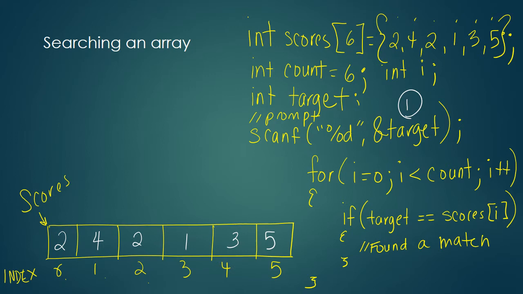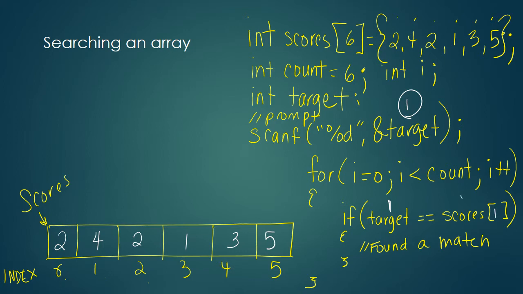So in this case, if our target is a 1, what we would do is we would start at 0 and we would compare. If 1 equals scores at index 0, let's just put the 0 in here. So we start when i is 0, so we'd be at scores at index 0. Scores at index 0 is a 2. So does 1 equal 2? No, it does not. So now we're going to change this to scores at index 1.